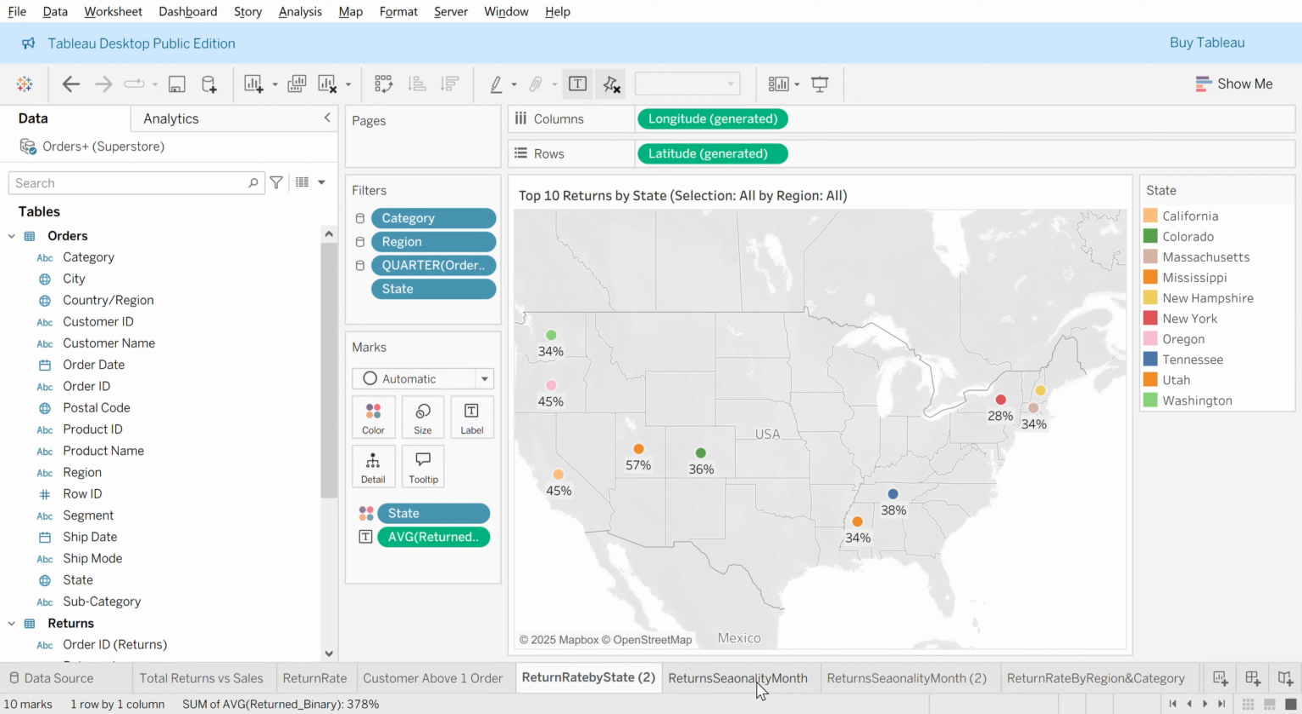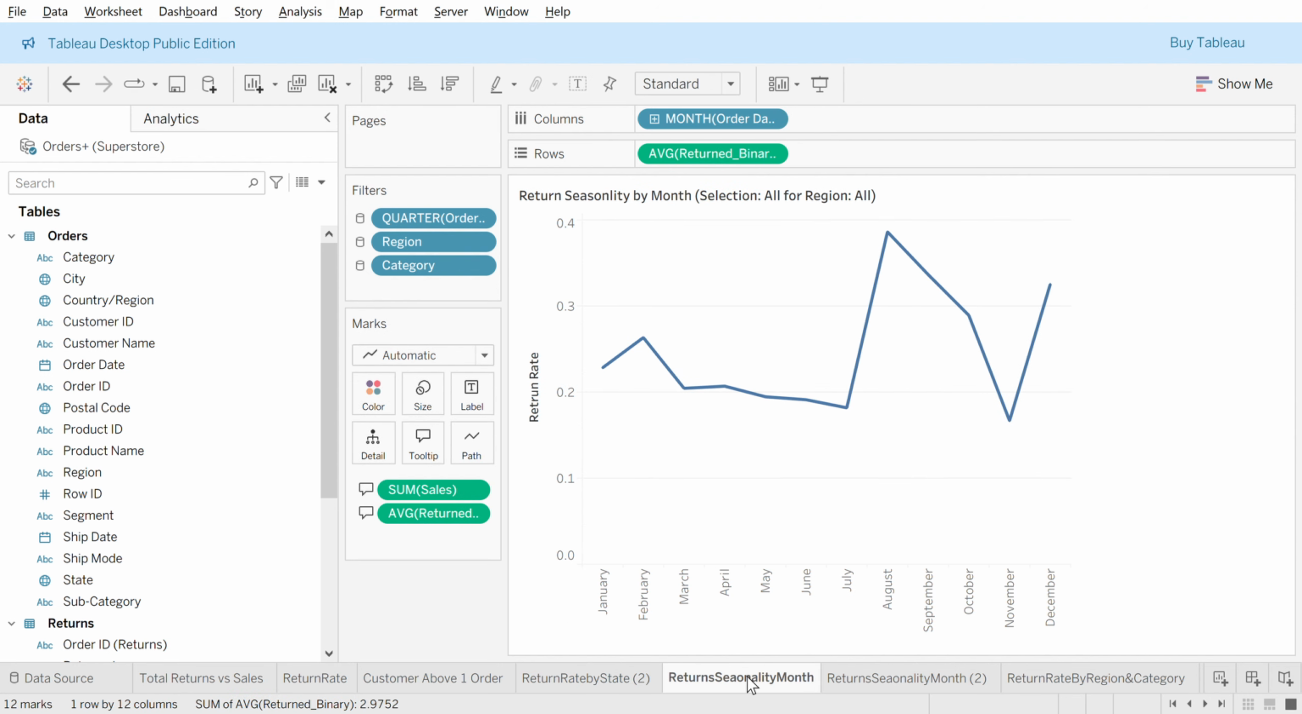investigate the exact issue. Now, this is the monthly seasonality, and here, if you notice, the returns are high during the shopping season. So in August, September, usually due to the discounts and sales and different occasions, the sales go high, and so the number of returns is also high. Then there are a few dips.